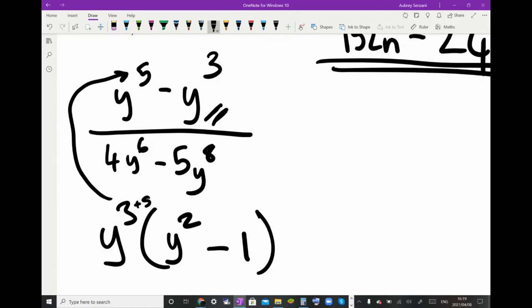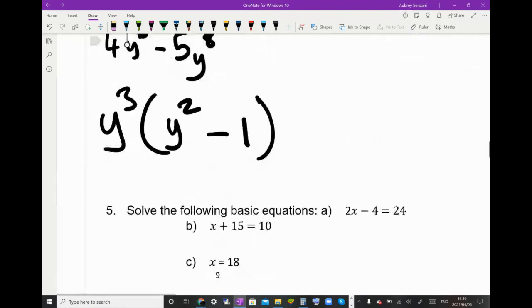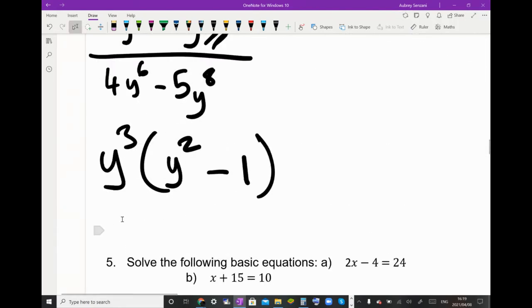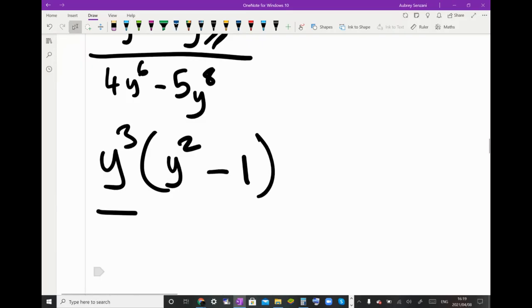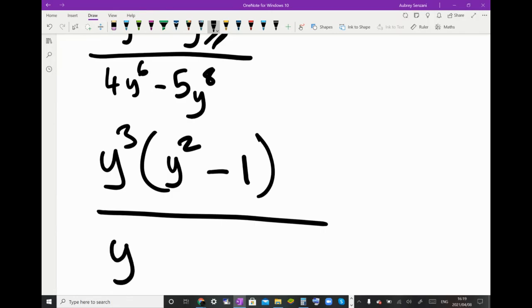Okay? Okay, right. So let me erase that. Just wanted to show you the logic. Okay, there we go. That's our new numerator. Then we want to solve this denominator. Again, we want to use the same y to the power 3.